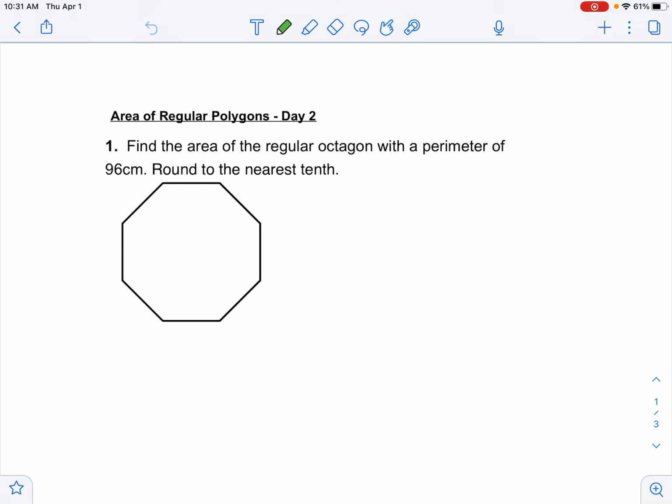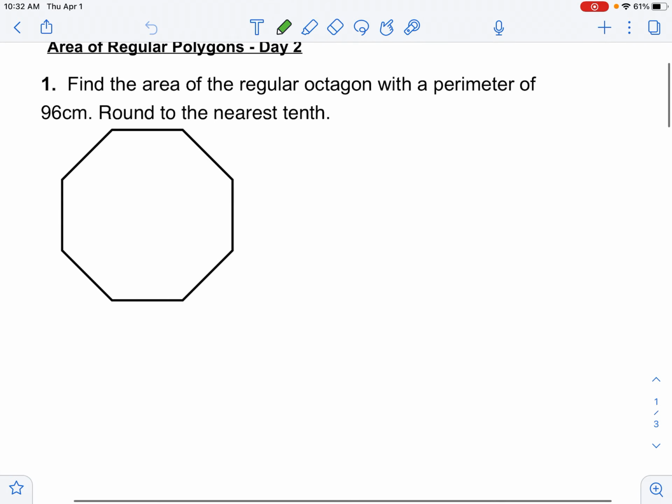All right, so this is area of regular polygons day 2. It's straightforward practice just to make sure you're grasping it. This one says find the area of the regular octagon with the perimeter of 96 centimeters, round to the nearest tenth. So first thing I'm going to do is write down my formula.